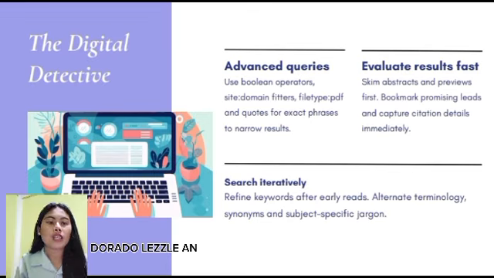And third, search iteratively, refine keywords after early reads, alternate terminology, synonyms, and subject-specific jargon. So search iteratively means repeating and improving your search after reading some results. So you can change keywords, use synonyms, and try subject-specific and technical terms to gradually improve the quality of information that you find.